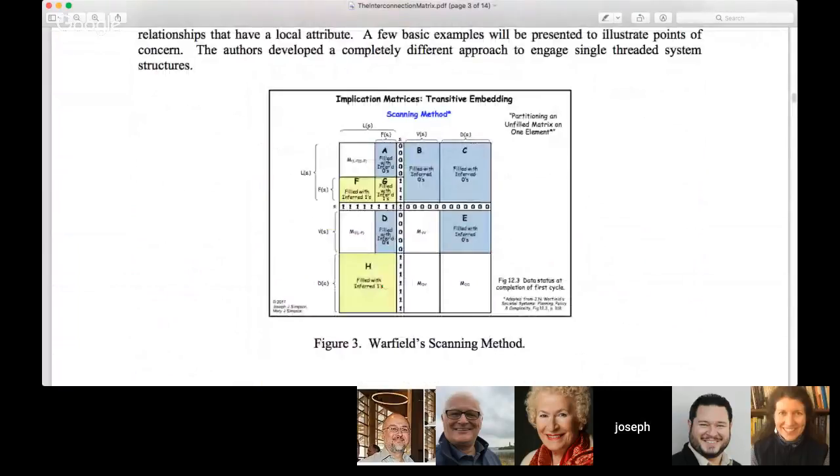So right here, on this one in the transitive embedding piece, I never could figure out if these all had to be ones or not, right? And the zeros here and the ones here. So in many realistic cases, these are not grouped. In multi-threaded cases, they're definitely not grouped. Single-threaded cases sometimes are grouped.